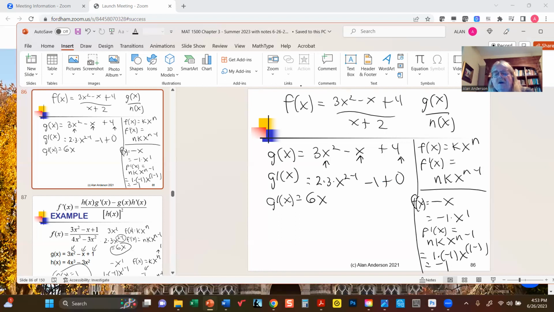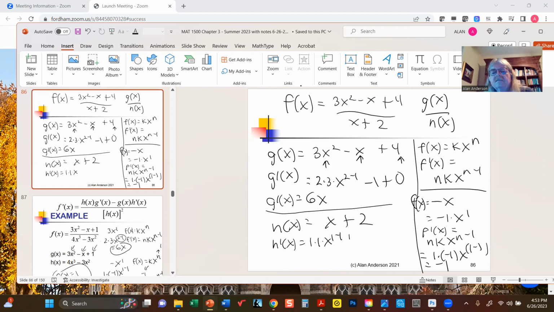So the derivative g prime of x is simply 6x. Now h of x is even easier. Again, you're applying the power rule and the constant rule. And the x is the same thing as 1 times x to the first power. It's just 1. Okay. So now we can plug all of this into the quotient rule.